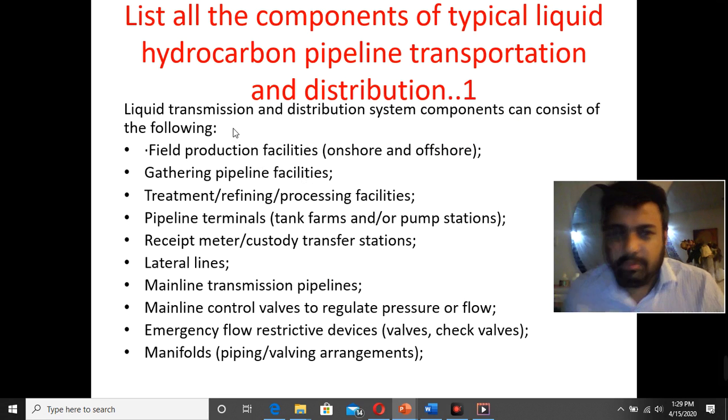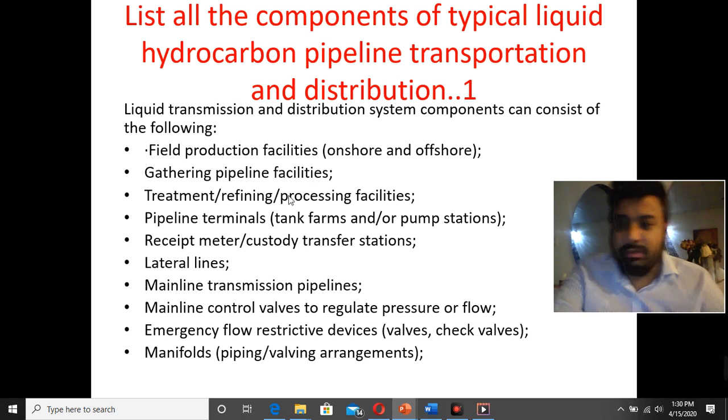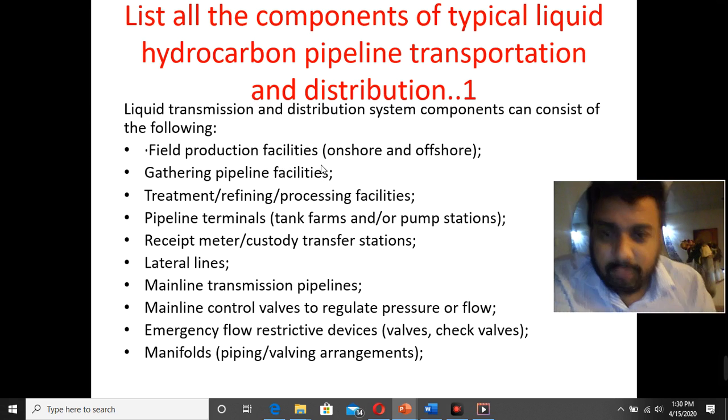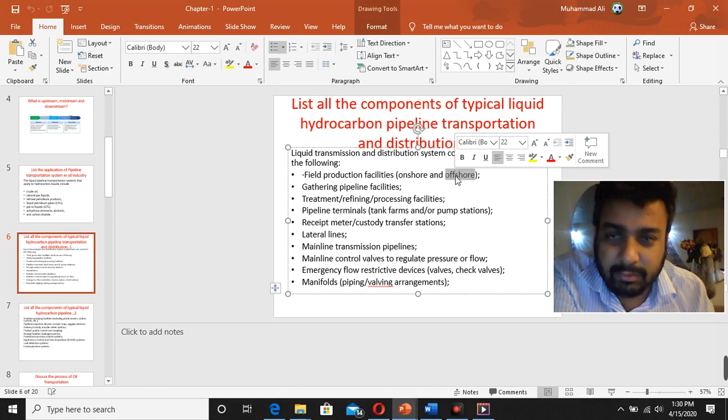Now, when we talk about this typical pipeline distribution, we are focusing on pipelines because they are the most economical way of transporting oil and oil products all over the world. In this kind of oil and gas transportation, we definitely need certain facilities. First of all, we need to know the components of this pipeline. For example, let's start from the field production facilities, onshore and offshore.